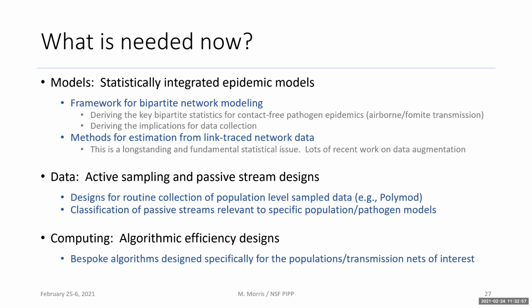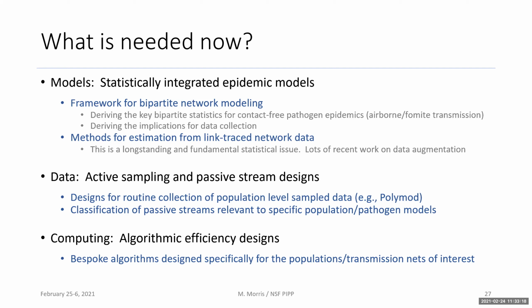On the passive streams of big data, I think we really need to classify the streams that are relevant to specific population pathogen models, recognizing that the streams that you have available can inform some kinds of models and not others. So getting that classification and understanding how to use those data effectively would be useful.